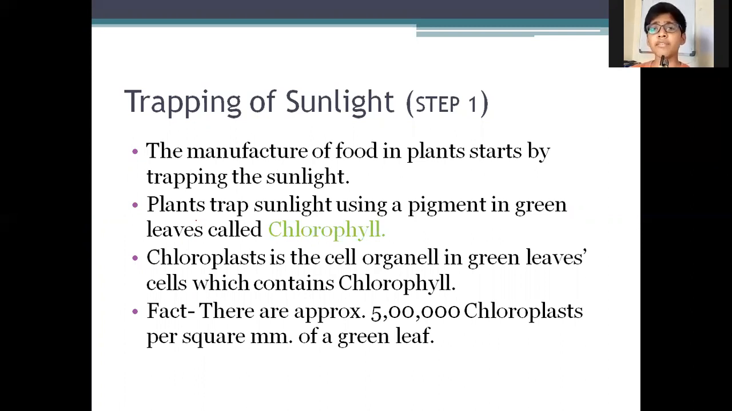Have you ever wondered why plants are so green? Because there is a pigment in them called chlorophyll. Chlorophyll is the green pigment. This helps in trapping the sunlight.